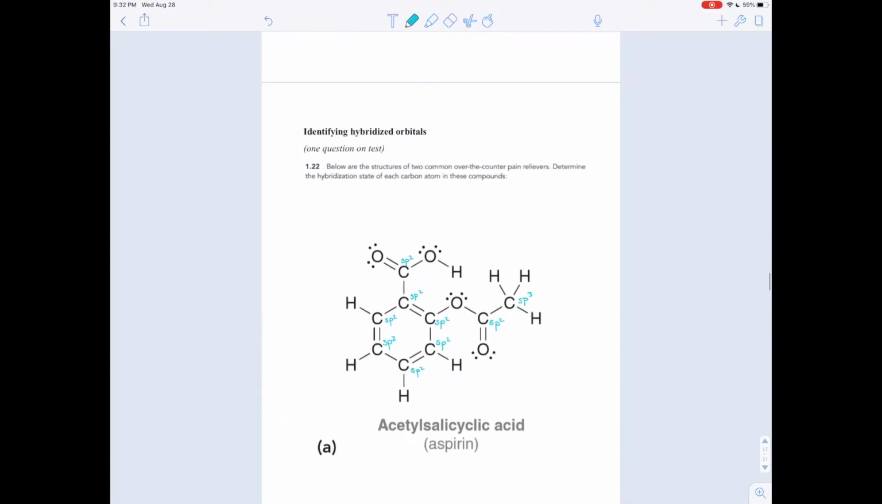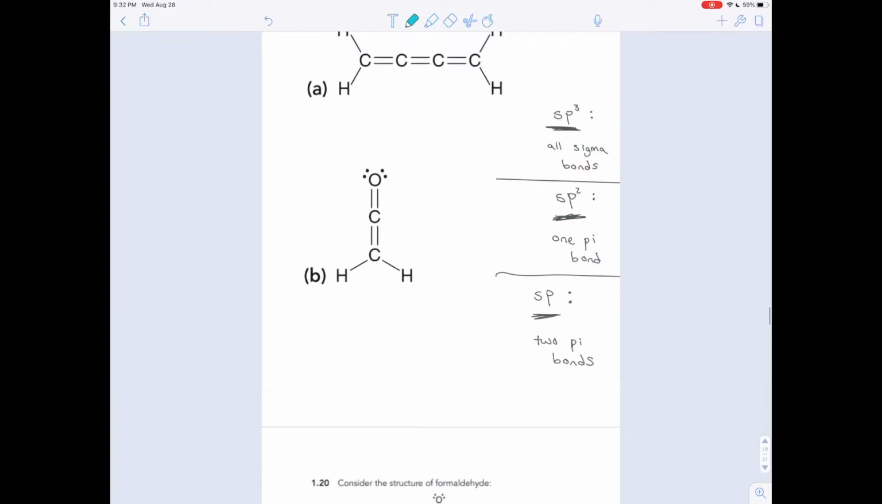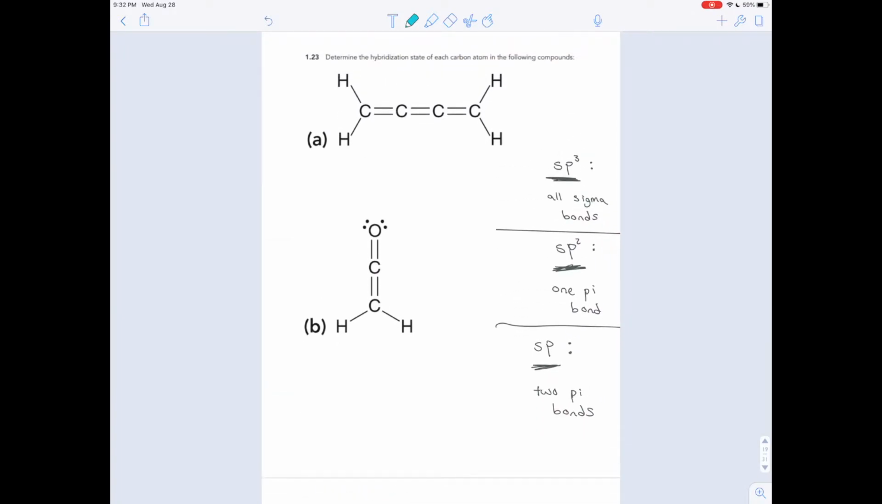In exercise 122, in the video that we made for that, we went through a whole long explanation, and what we came up with was this sort of shorthand. So if you can remember this shorthand: if a carbon atom has all sigma bonds, it's sp3 hybridized. If it has one pi bond, it's sp2 hybridized. And if it has two pi bonds, it's sp hybridized. You can use that little summary to identify the hybridization state of any carbon in a molecule.